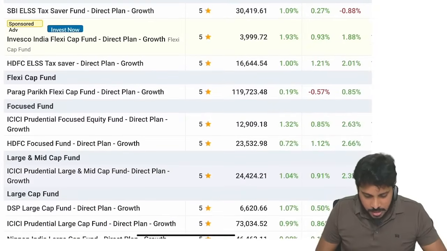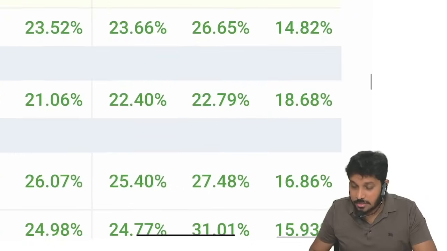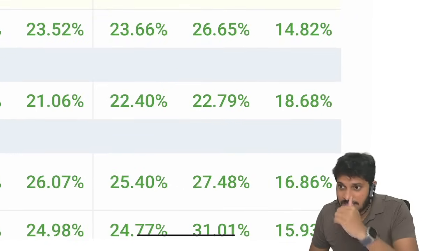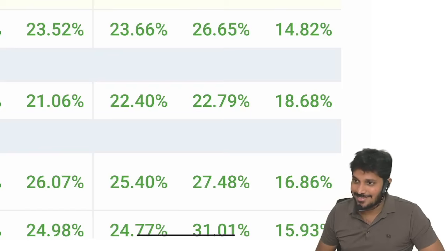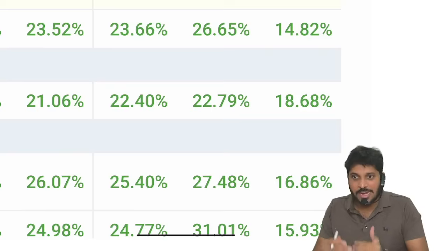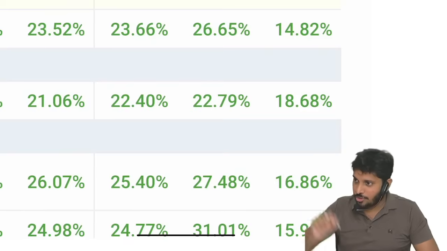Flexi cap fund, Parag Parikh flexi cap fund. What is the CAGR rate? 10 years, every year you are getting 18.7. Which asset is giving 18.7? Even lands won't give. Today you buy a land, you incur registration cost. People don't count that. Tomorrow you want to sell the land.